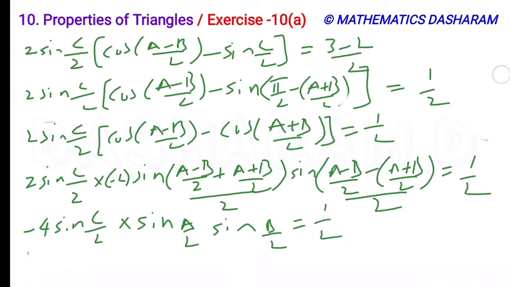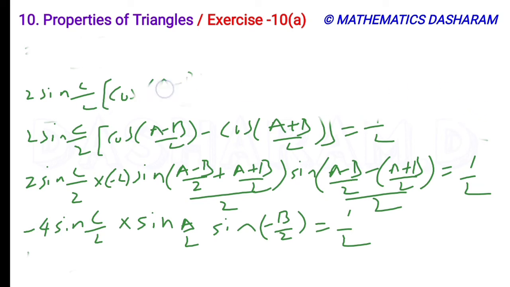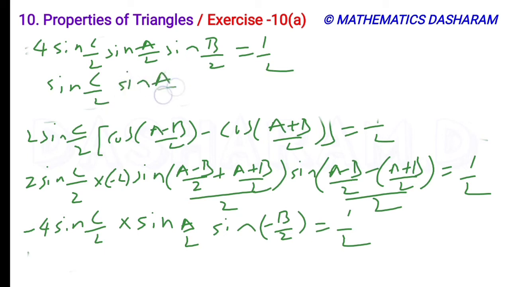So now here sin minus B/2, it is equal to 1/2. So here minus 4, sin of minus theta is minus sin theta, but here there is already one minus, so overall plus. So 4 sin C/2 into sin A/2 into sin B/2 is equal to 1/2. Now 4 is transposed to the RHS, so sin C/2 into sin A/2 into sin B/2 equals 1/8.